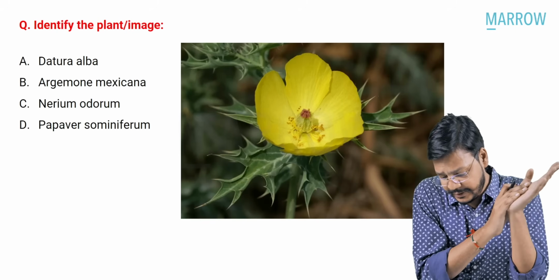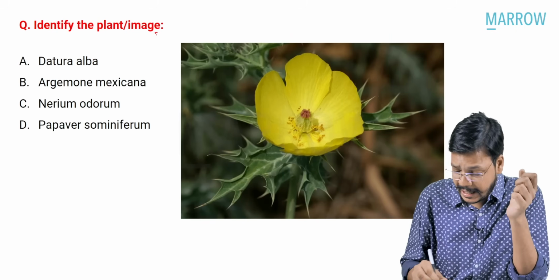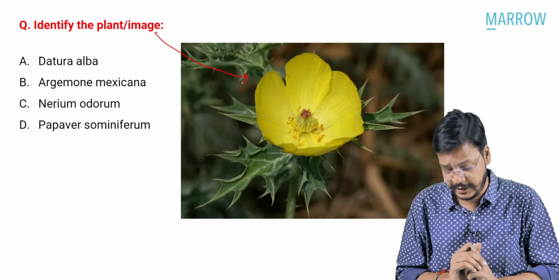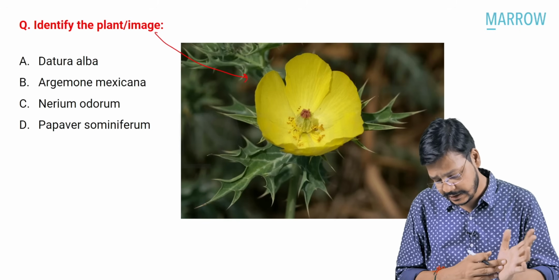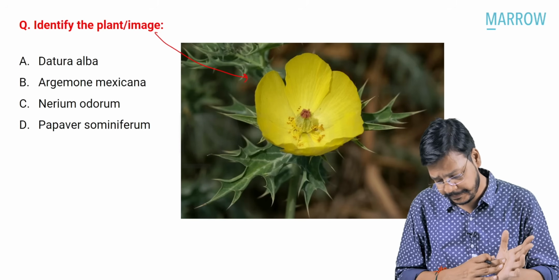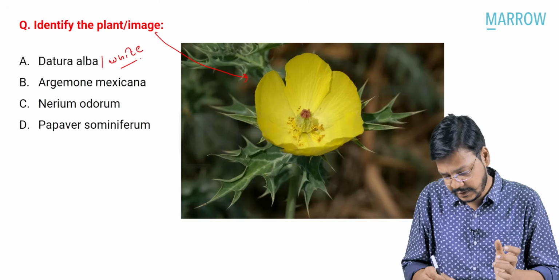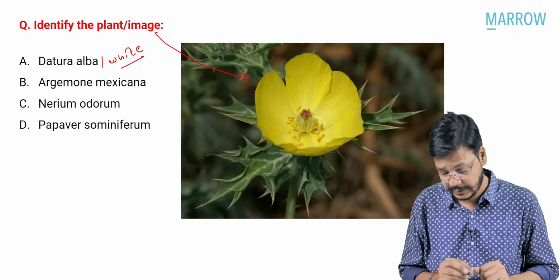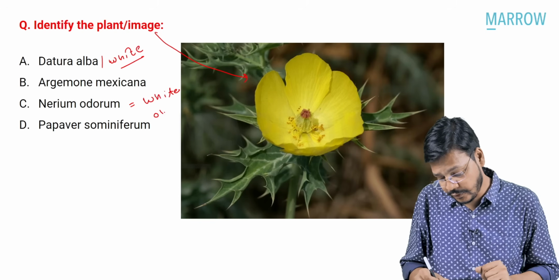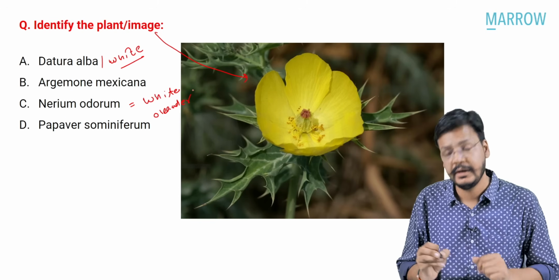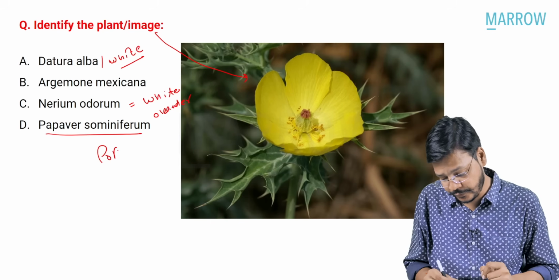Now this one is very, very important. Identify the plant in the image. Only this question was asked. The plant in the image you have to identify: Datura alba, Argemone mexicana, Nerium odorum, or Papaver somniferum. First, Datura alba is white Datura. Nerium odorum is white oleander, and Papaver somniferum is the poppy fruit.